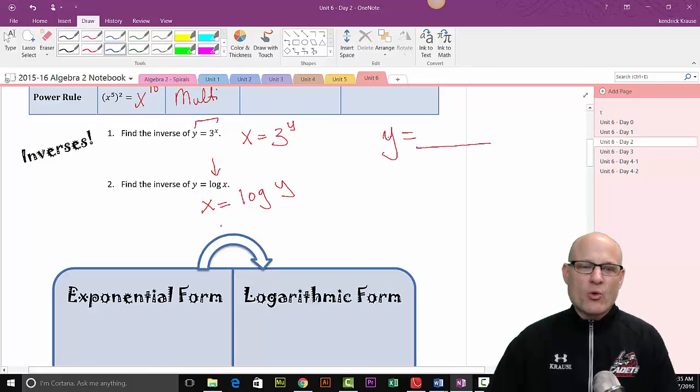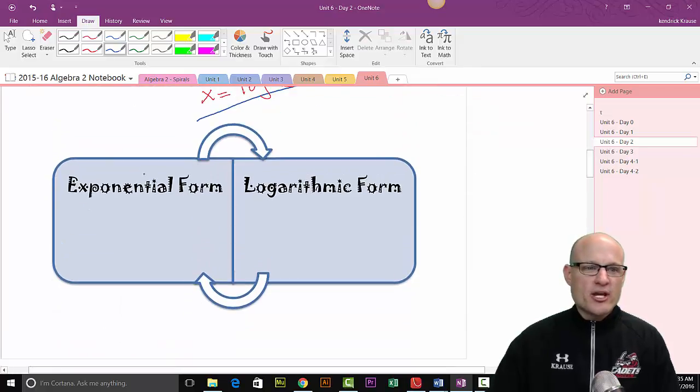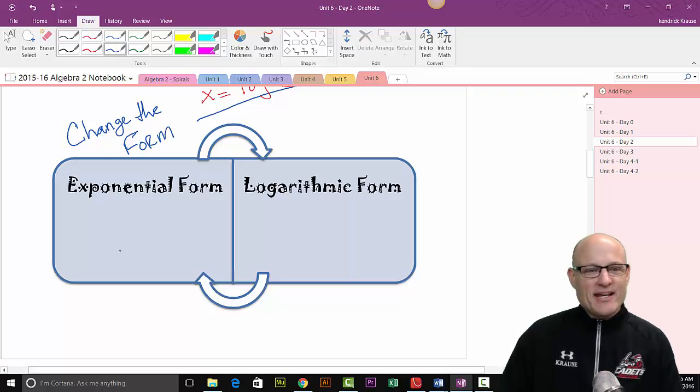So I've got to come up with a way to solve this, and they sort of go hand in hand. So we're going to learn how to change the form. Change the form. So let's say I was to be nice to you and I was to give you 2 cubed. And I said, what is 2 cubed equal to? And you'd say, okay, that's equal to 8.